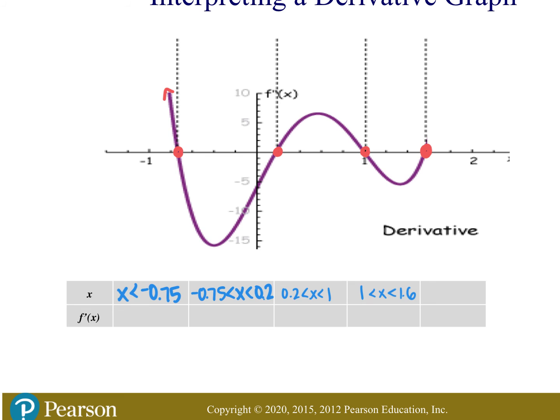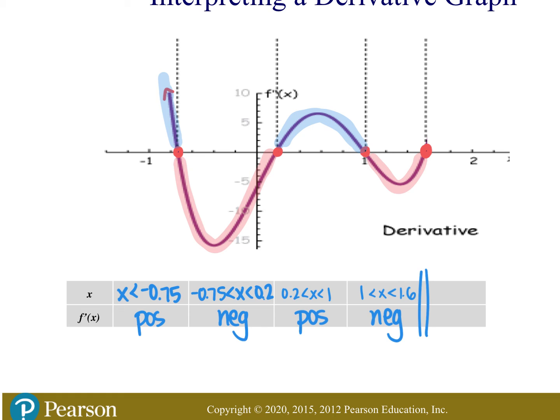And I think for me, it always really helps to color the sections. I usually use blue for when it's above the x-axis, and I often use red for when it's below the x-axis. My blue sections in my mind are my positive sections, and my red sections are my negative sections. So when I go to my chart, I fill out positive, negative, positive, negative, endpoint. Positive changes to negative, negative changes to positive, positive changes to negative, endpoint.